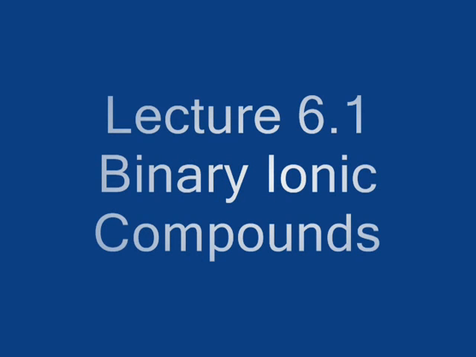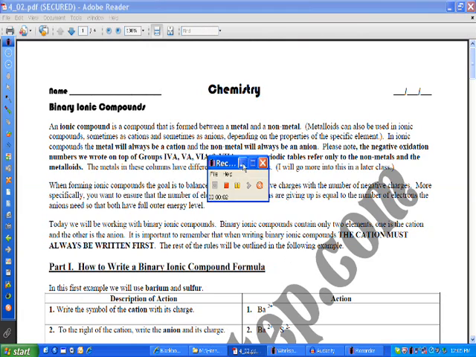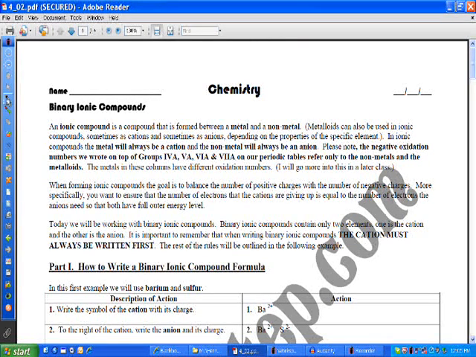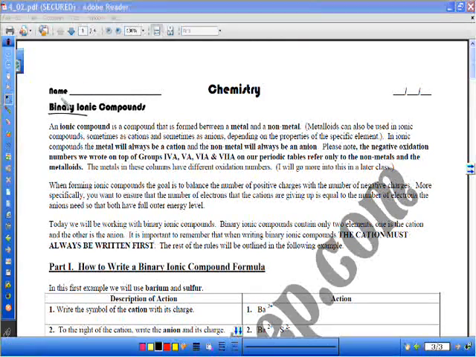Alright, we're going to start a lecture on binary ionic compounds. Let's break it down first. Binary means two, so we're going to deal with two elements. All of our compounds today are going to have two elements. Ionic compounds are where you have a metal plus a non-metal.